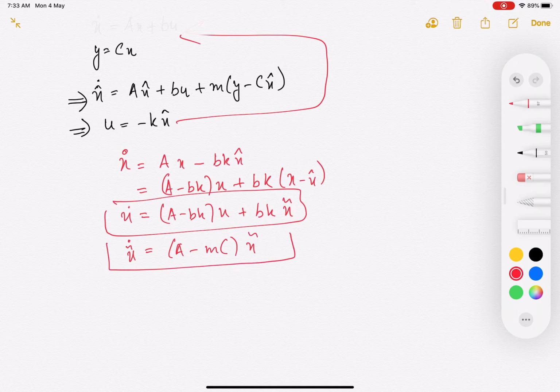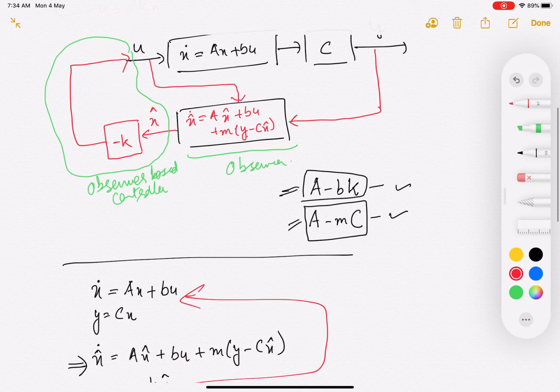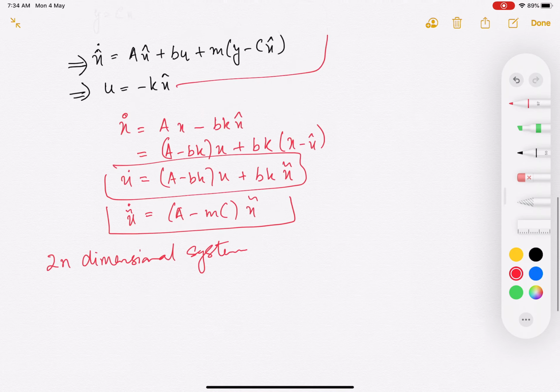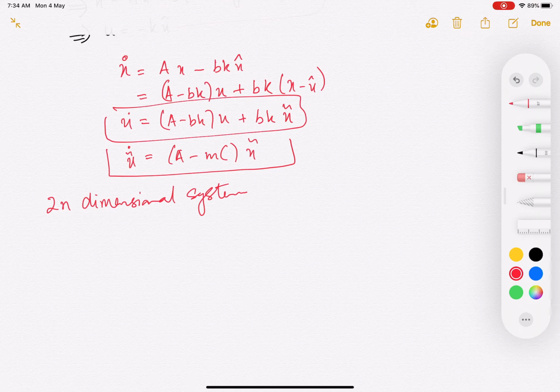So these two equations now describe the dynamics of a 2n dimensional system, because you have added n dimensions. You have added one observer which is of n dimensions, so the overall system is 2n dimensional. These are the dynamics of the 2n dimensional system, which you have drawn above here. This one. This is the dynamics of the 2n dimensional system.